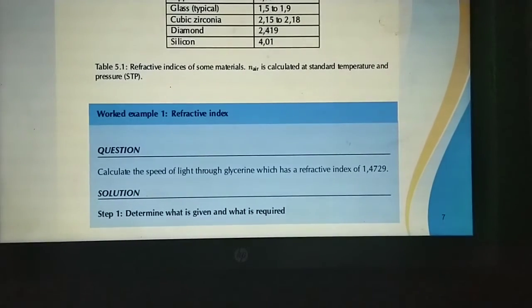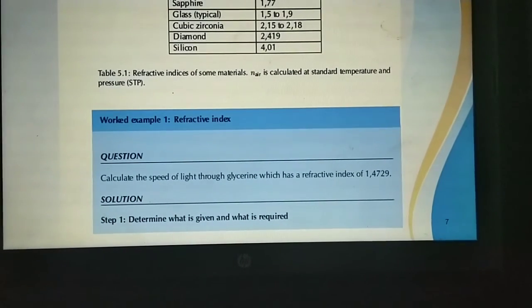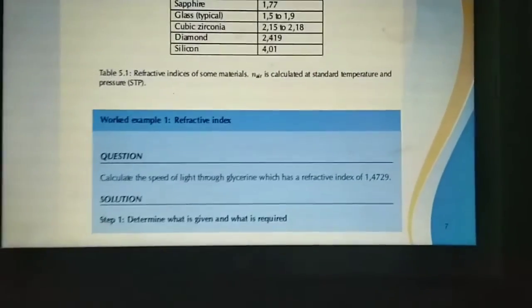First, a refractive index is given by the letter n, which is equal to c divided by v. So you are looking for v. c is the speed of light, which is equal to 3 times 10 to the power of 8 meters per second.